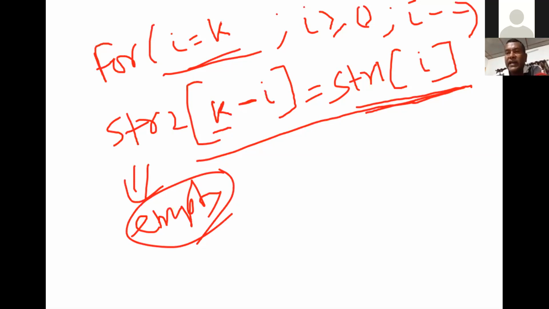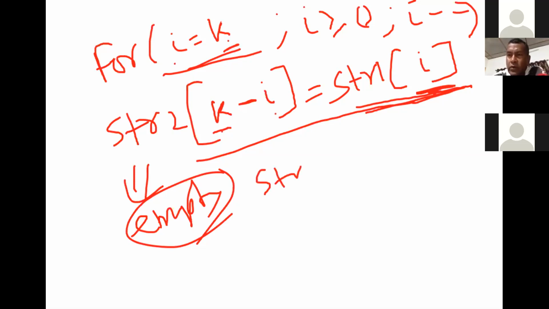No, K minus I. What is K? 10. What is I? I equal to 10. I equal to K. K equal to what? 10. So 10 minus 10, how much? 0. So str2 equal to 0.